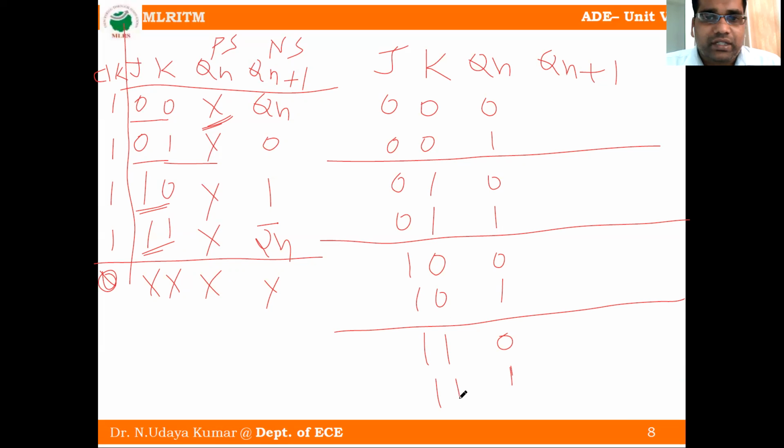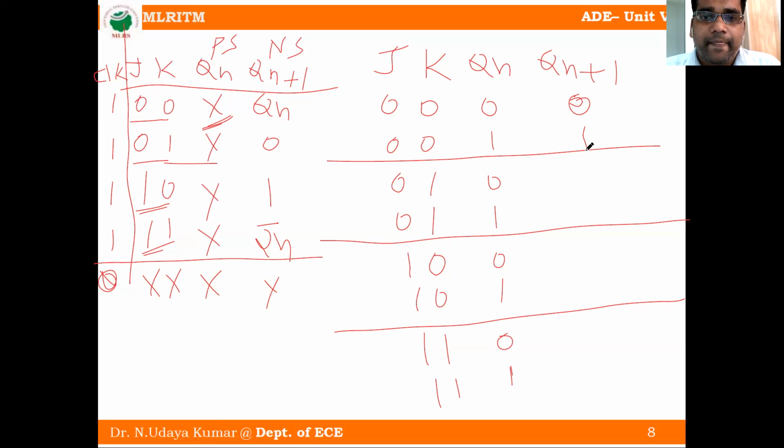So from this analysis, you can find that whenever the input is 0, 0 in JK flip-flop, what is the next state? Next state is no change, Qn. No change means if the present state is 0, we will get 0. Then if the present state is 1, next state is also 1, because whenever 0, 0 is the input there is no change in JK flip-flop. Whatever the present state is, we will get it as the next state.